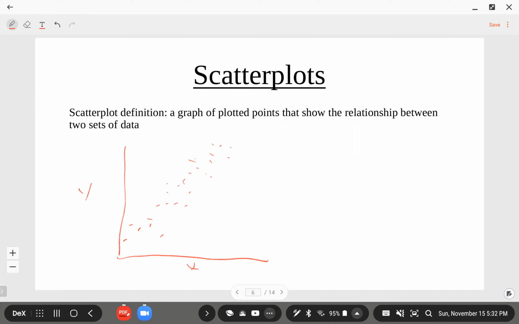Sometimes we have a general order. Right here it's kind of going up in that direction. But sometimes there is really no direction of it. It's just everywhere. These points are everywhere. And then I'll explain what this means later when we're talking about types of association in scatter plots. So basically this is a scatter plot.